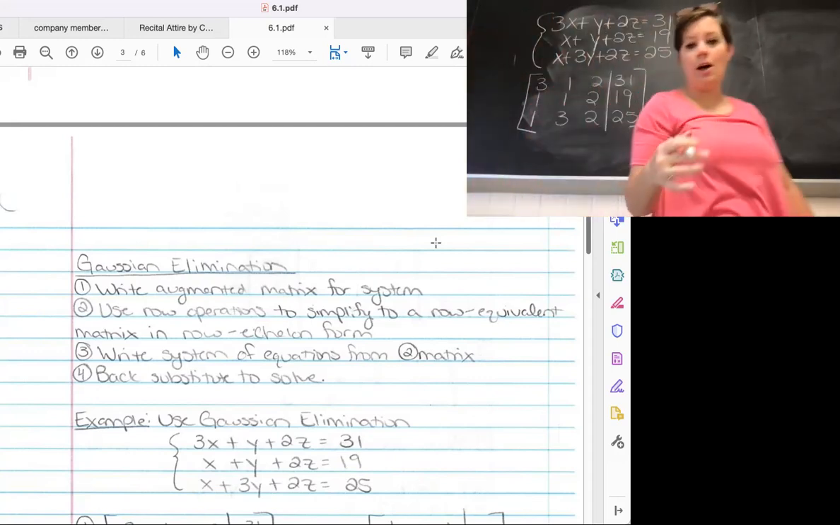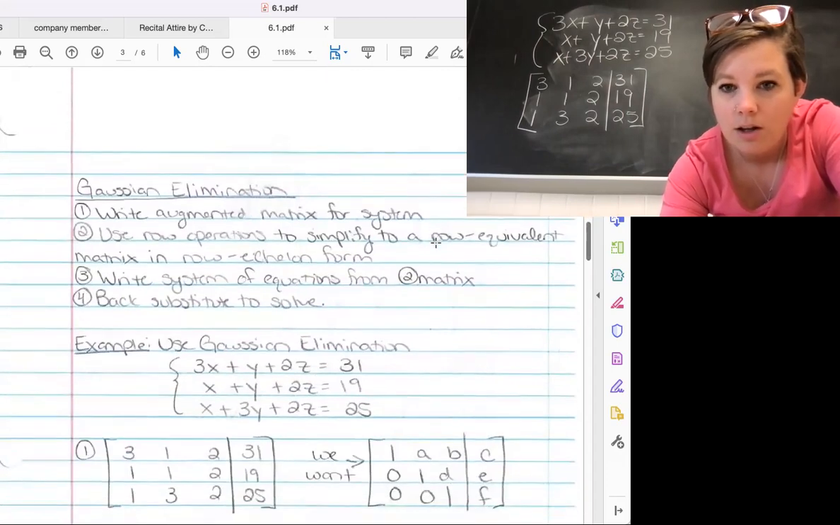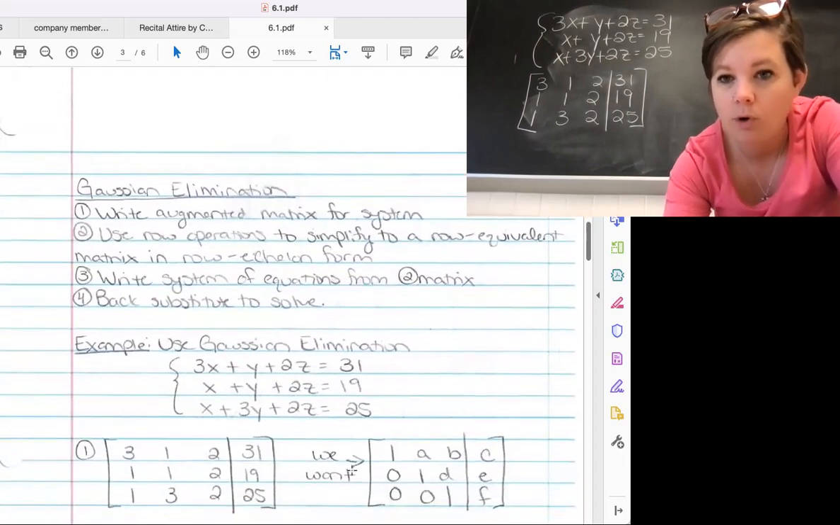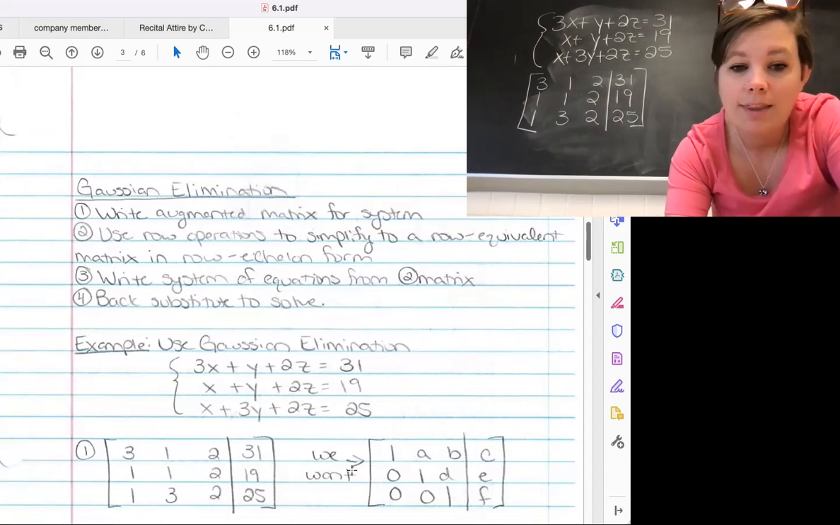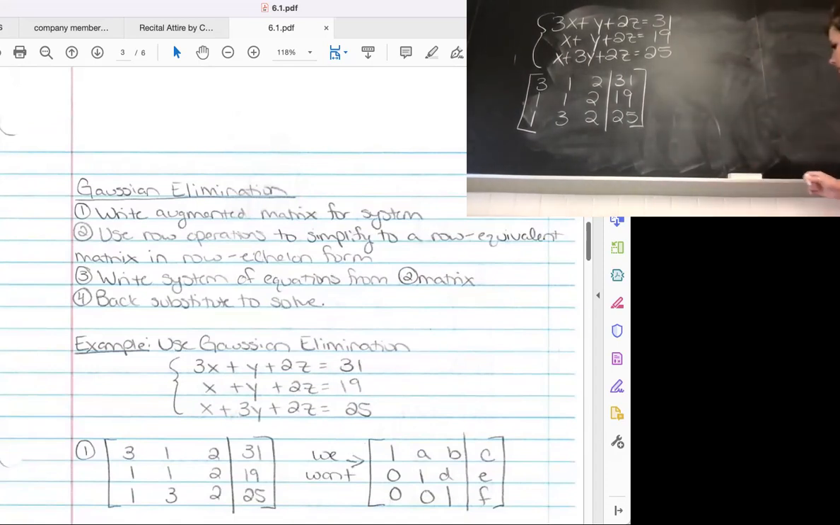Now I'm going to scroll up a little bit because I want you to see, I wrote in the notes so that you can kind of see what we're wanting. To remind you that the row echelon form has a diagonal of 1s with the 0s underneath. This is what we're going for. Okay, so what does that mean? Well, it means in the upper left-hand corner of our matrix, we want this to be a 1.